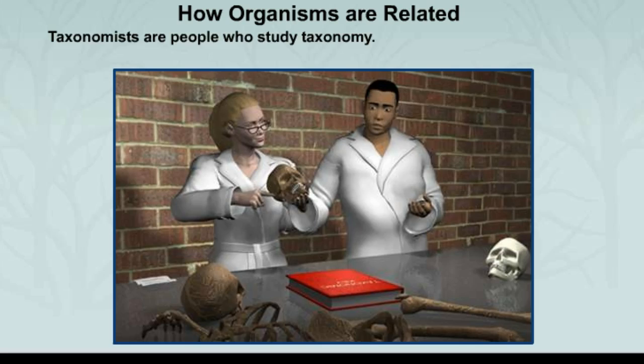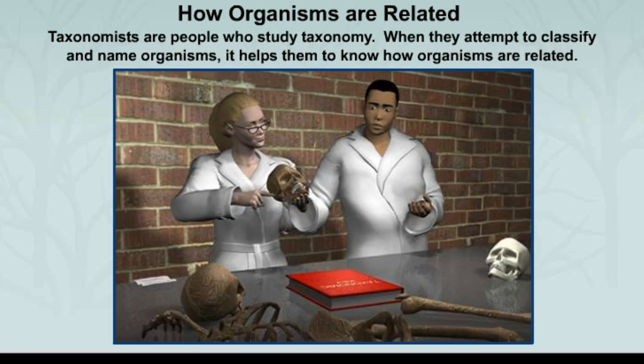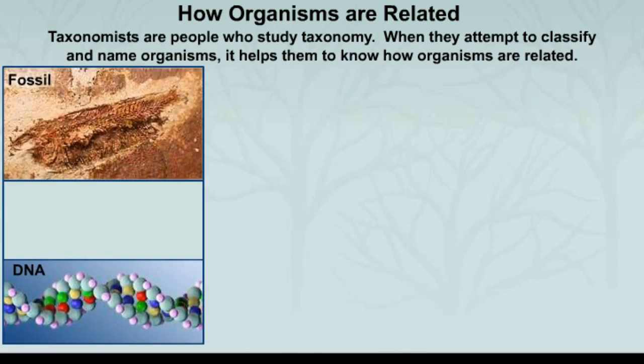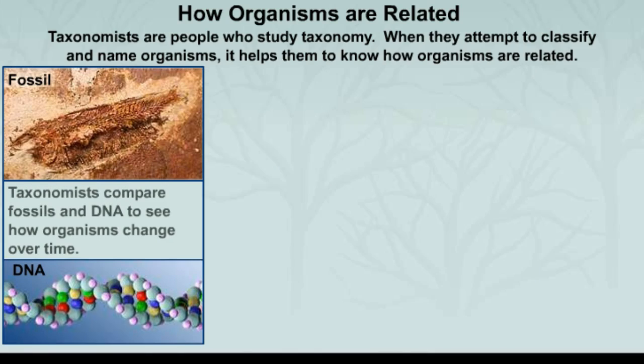Taxonomists are people who study taxonomy. When they attempt to classify and name organisms, it helps them to know how organisms are related. Presently, they can compare preserved fossils as well as the DNA of different organisms. Sometimes this shows how organisms are related or how they've changed over time.